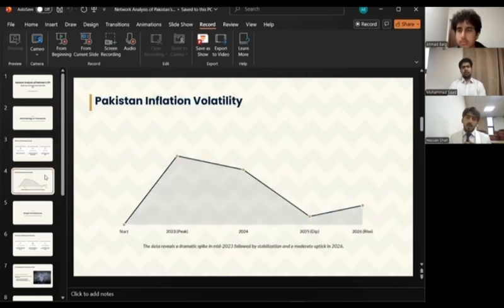Now, I'm going to discuss the Pakistan inflation volatility. If we look at the macro view of this data, we see extreme volatility. We recorded a dramatic inflationary spike in mid 2023, followed by a stabilization period and a newly emerging upward trend as we move into 2026. But traditional line graphs don't tell us how these price shocks spread from one item to another. For that, we turn to network science. I will now hand it over to Muhammad Saad to explain our graph architecture.